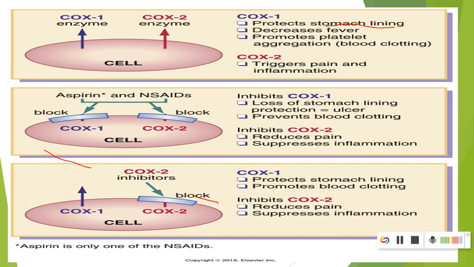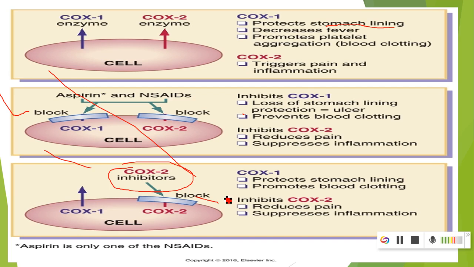COX-2, on the other hand, reduces pain and suppresses inflammation. So that's why you have selective and non-selective NSAIDs. Selective means it only inhibits COX-2, as you can see in this figure, right? Can you see the COX-2? So here you see COX-2, right? These are selective. Keep that in mind. And so they only block COX-2.